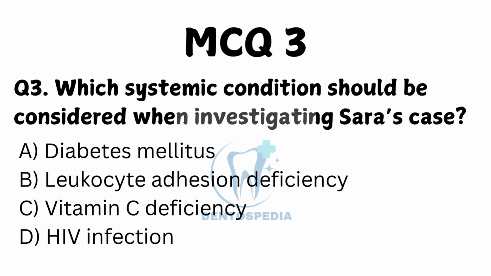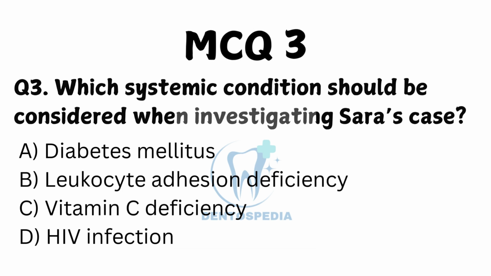Question 3. Which systemic condition should be considered when investigating Sarah's case? Option A, diabetes mellitus. Option B, leukocyte adhesion deficiency. Option C, vitamin C deficiency. Option D, HIV infection. Pause for a few seconds and think.